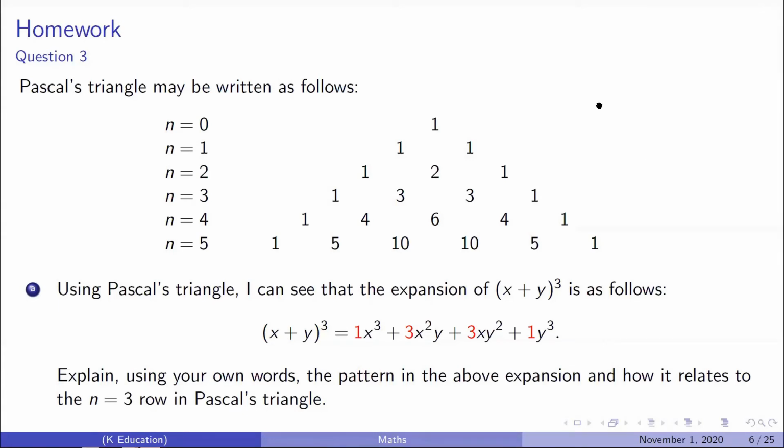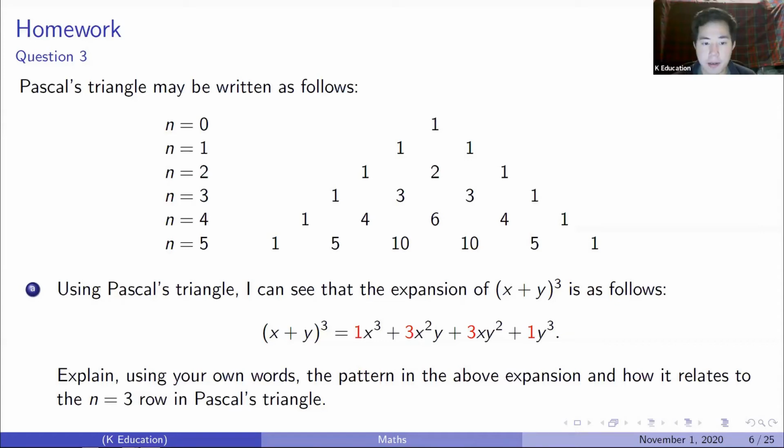Do you want B? For A, part A. So you could use the Pascal triangle to do it. Yeah, so exactly how did I do it? So 1x to the power of 3, plus 3x squared y. Yeah, okay. Plus 3.